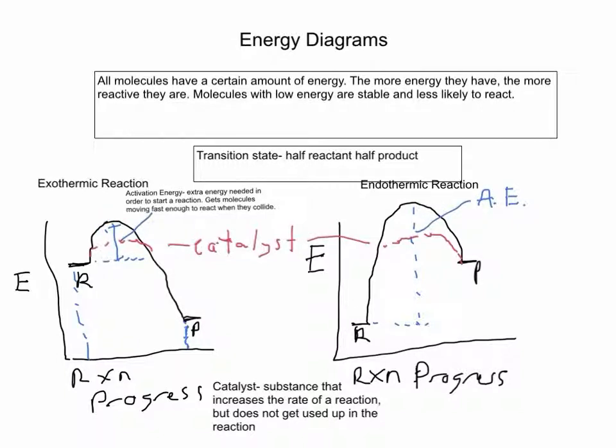So we have reactants, we get enough energy to get to the top of this peak and form the transition state, this combination reactant product. And then, because that's very unstable, it has a lot of energy. Look at that height above the activation energy. Then it will fall down, go to a lower energy state of the products.